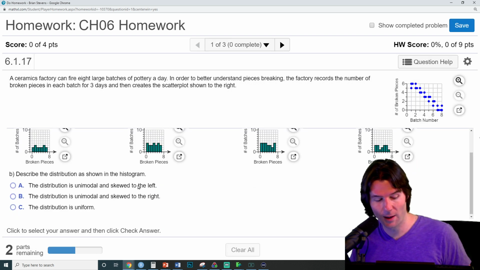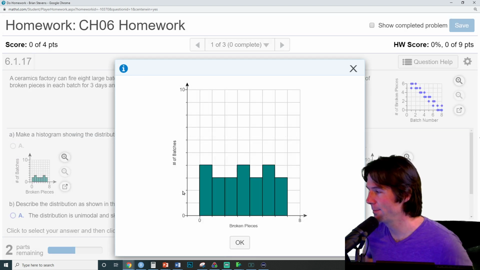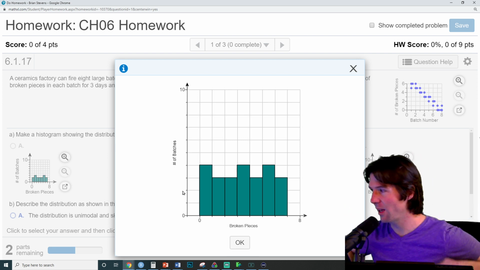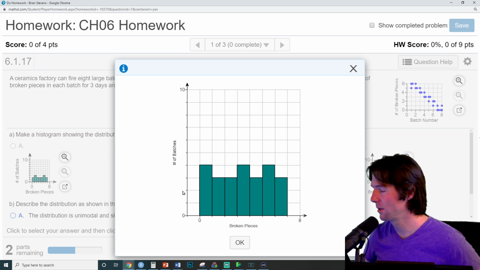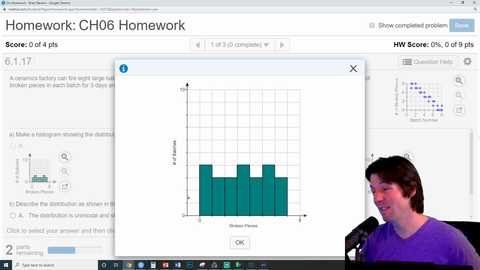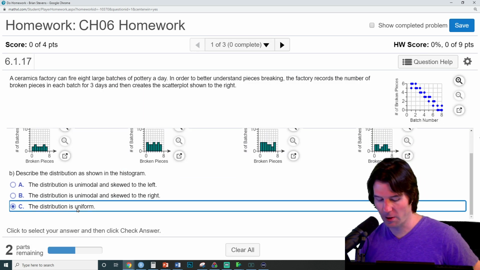So describe the histogram. Don't look at their answers. How's that histogram look? We should know. Looks like a bread box. Looks flat. How's it look? It looks like one form, not skewed to the right, skewed to the left. It is symmetric. Uniform. Nice job, Josh, right there. That is uniform.